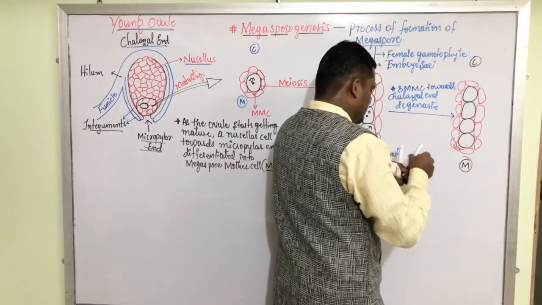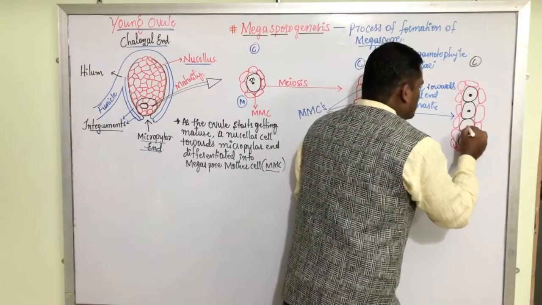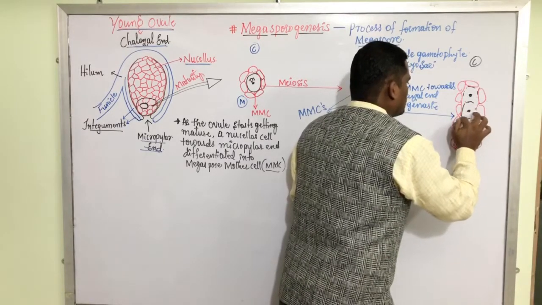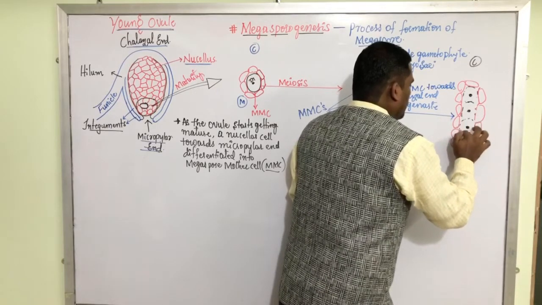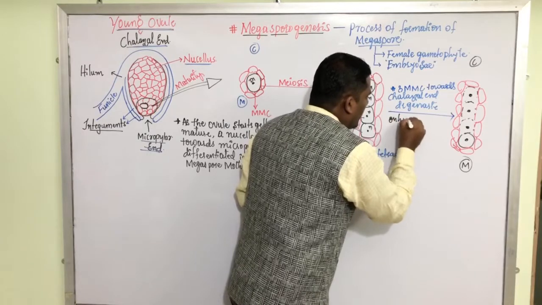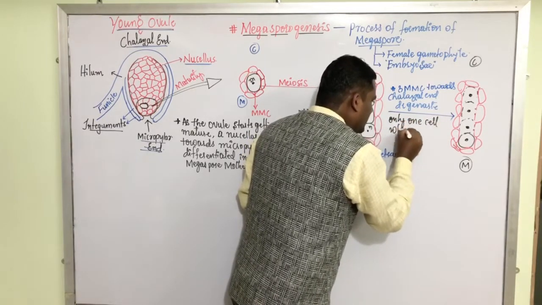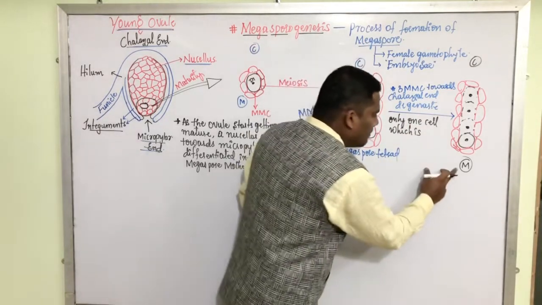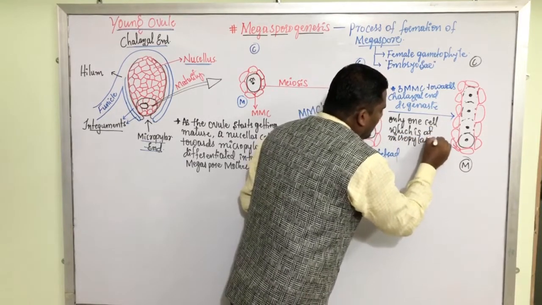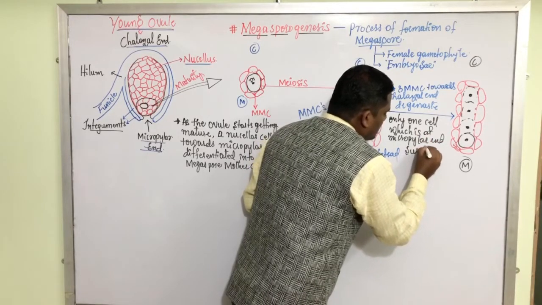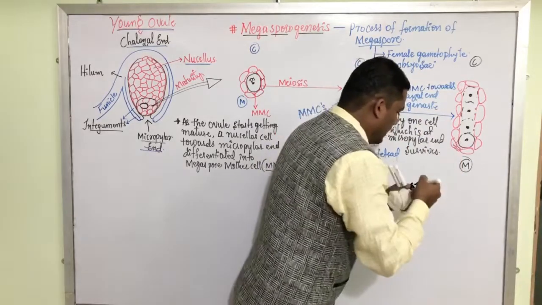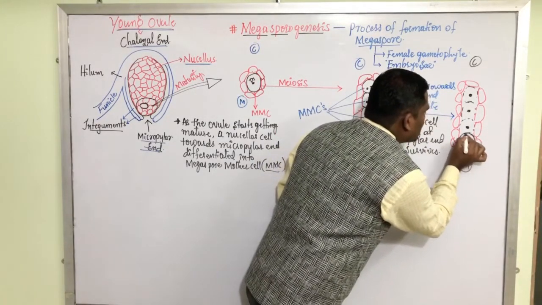Now they are all haploid cells. 3 of them start getting degenerated. Only 1 cell survives, the one at the micropylar end. All remaining 3 cells get degenerated. Only this one cell remains as such.